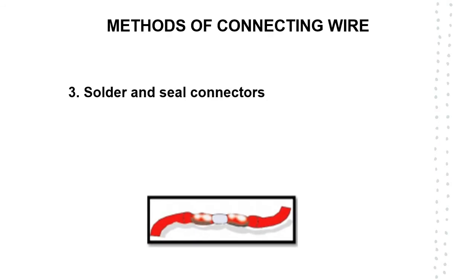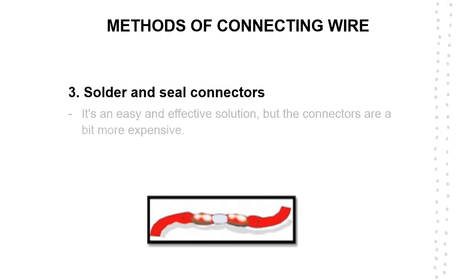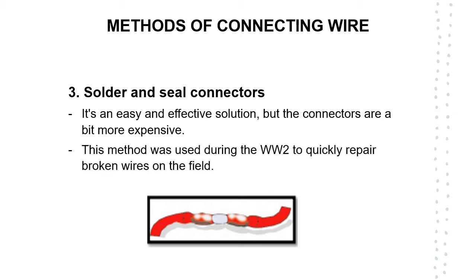Number 3. Solder and seal. It's an easy and effective solution, but the connectors are a bit more expensive. This method was used during World War II to quickly repair broken wires in the field.